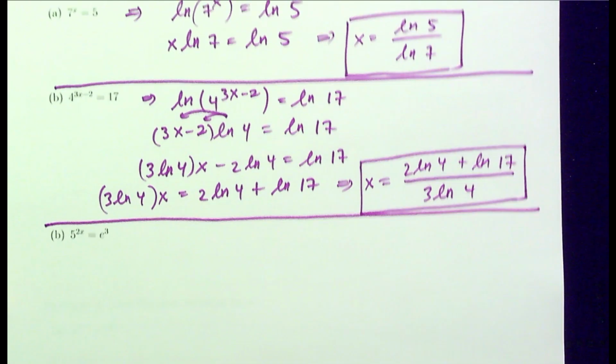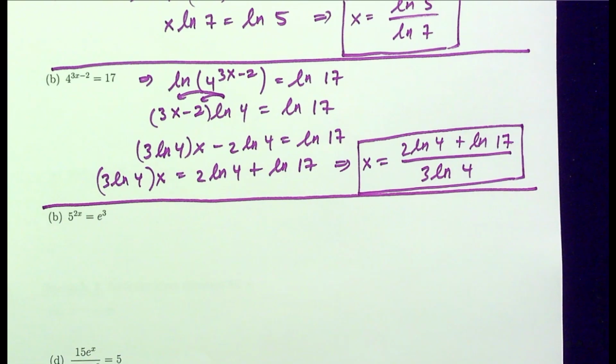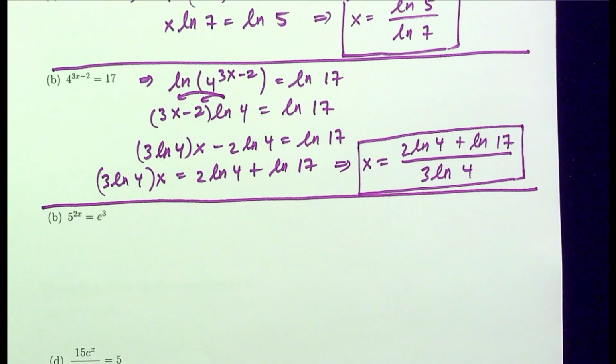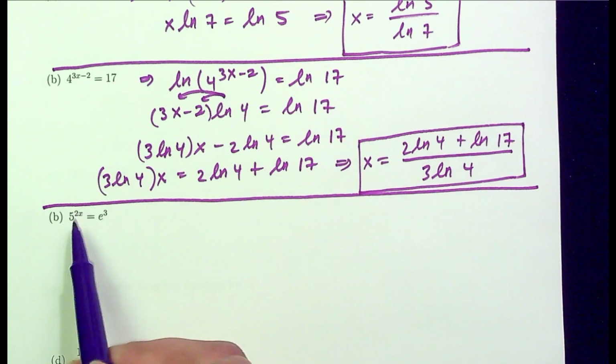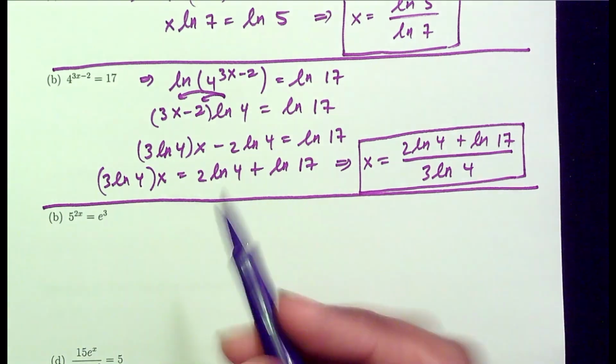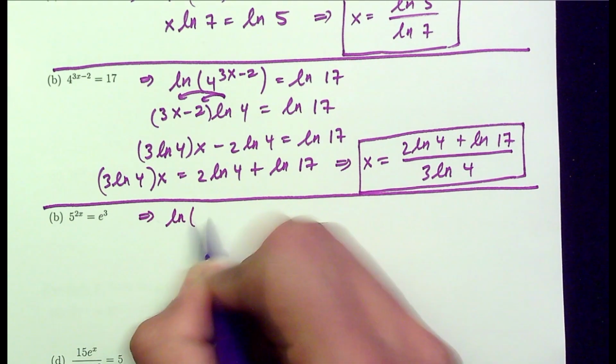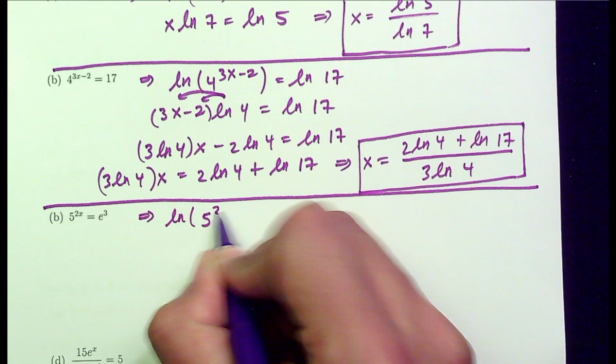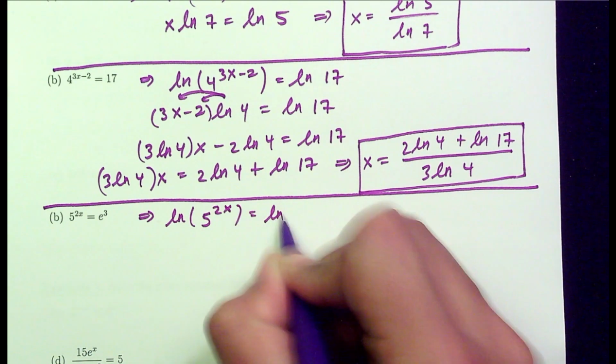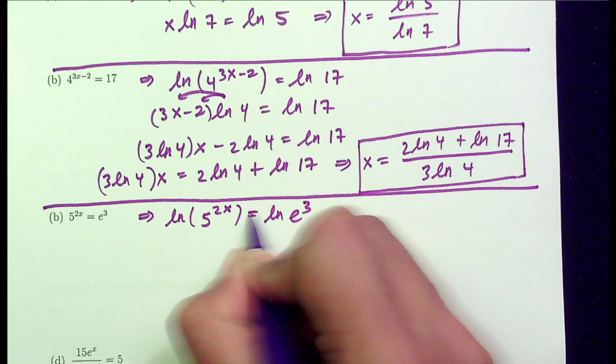All right, let's tackle the next one. The next one says 5 to the 2x equals e to the 3. Same deal. You want to bring that x that is high up there, bring it down so you can manipulate it and solve for it. So to bring it down, take ln on both sides. So ln of 5 to the 2x equals ln of e to the third.